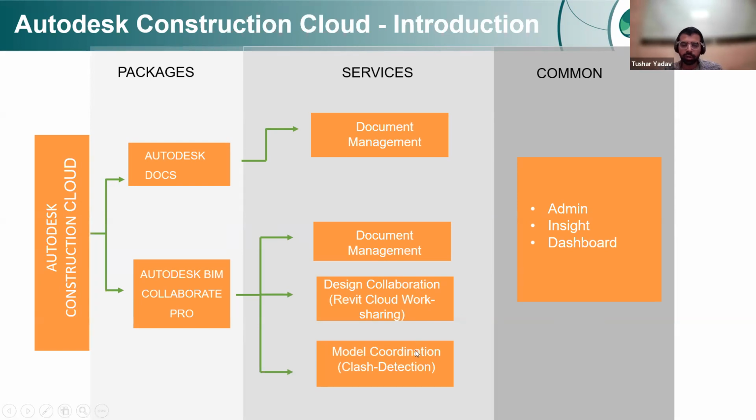Then we have model coordination. It basically means clash detection. We can do online clash detection on ACC. For example, there are different disciplines, let's say architecture and structure. We can do the clash checking of the architecture model and the structural model to see if any beam is colliding with a wall, or some column is colliding with maybe a door or something. So we can do the clash check as well.